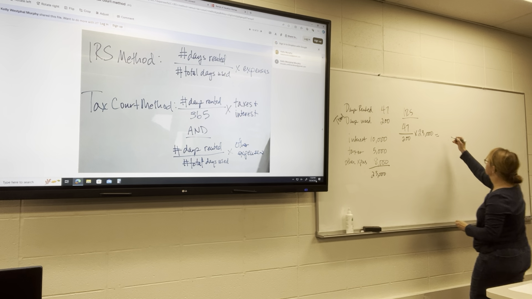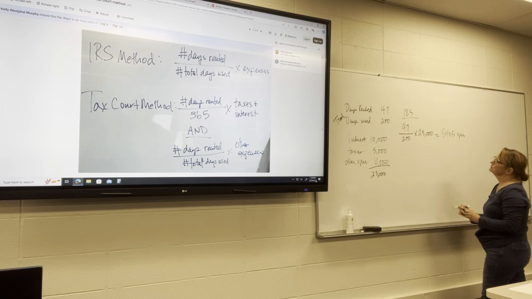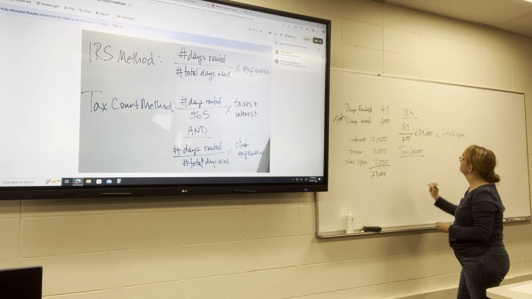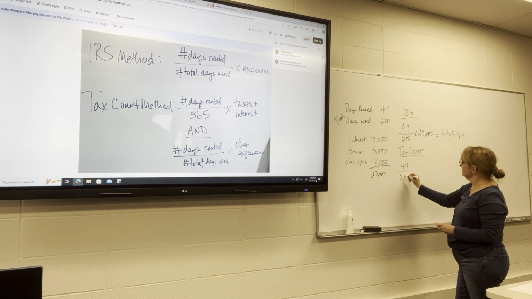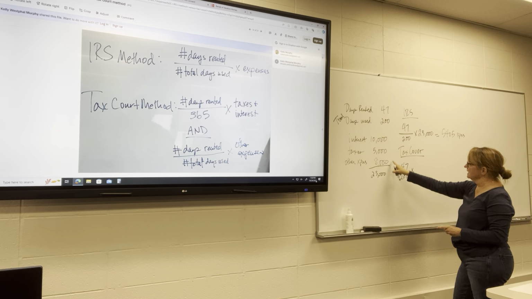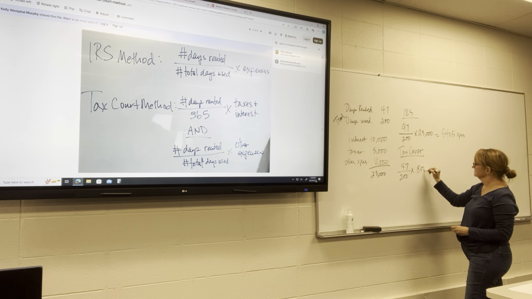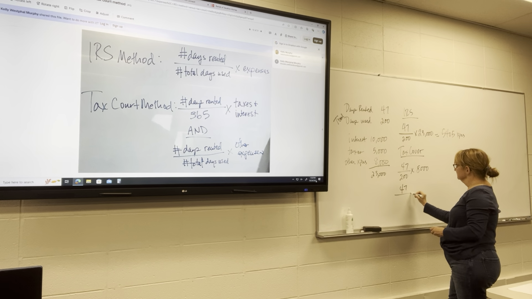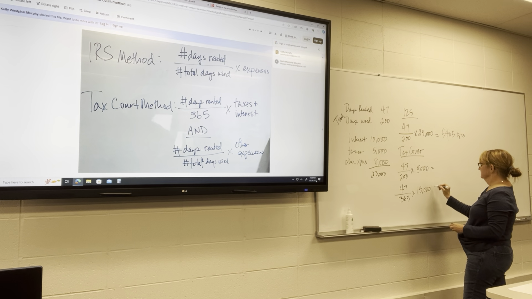$54.05. These are our deductible expenses. Tax court method: we're gonna take 47 divided by 200 times 8,000, all the other expenses. And then we're gonna take 47 divided by 365 times 15,000. We're gonna add those together.